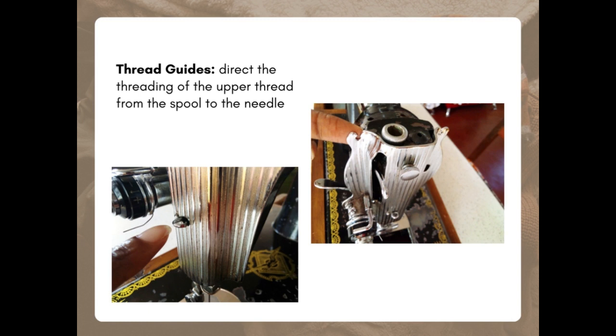So the thread guides are used to direct the threading of the upper thread from the spool to the needle. There's a way you thread the machine following all the thread guides as required. We'll learn this in the next video.